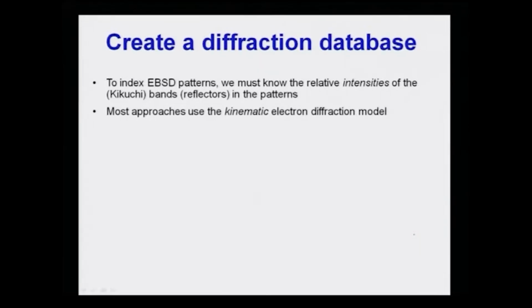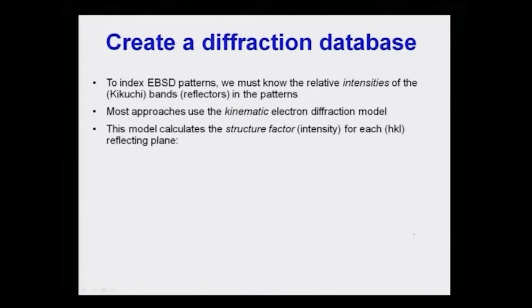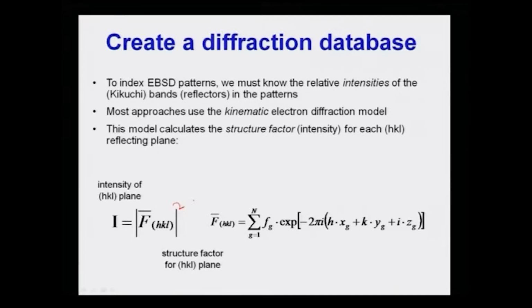Kinematic diffraction theory is routinely discussed in TEM books, and this model actually calculates the structure factor for each of these hkl planes. How is it done? We know the intensity is basically the square of the structure factor. F_hkl is given by the sum over g from 1 to n of f_g, the atomic scattering factor, times exponential of minus 2 pi i (h x_g plus k y_g plus l z_g), where hkl are the plane indices and x, y, z are the atomic positions.